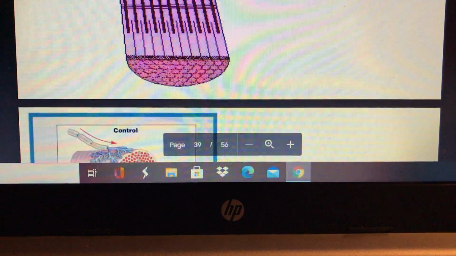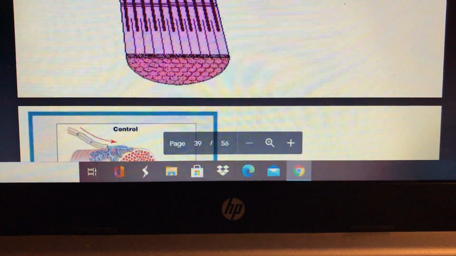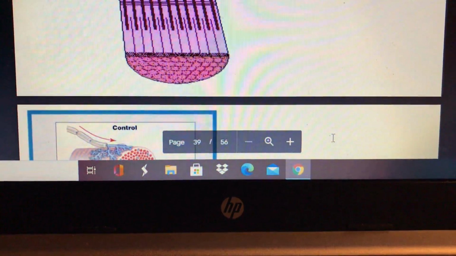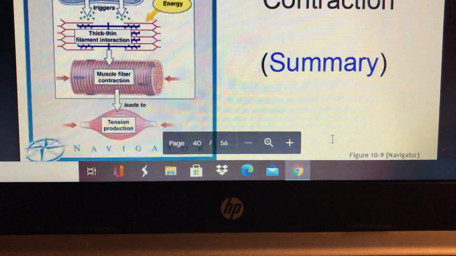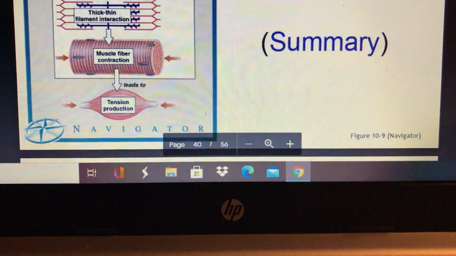Your muscle's relaxed, your muscle's contracted. This is what it looks like when you're relaxed. This is when it's contracted. So skeletal muscle contraction, this is a whole summary.